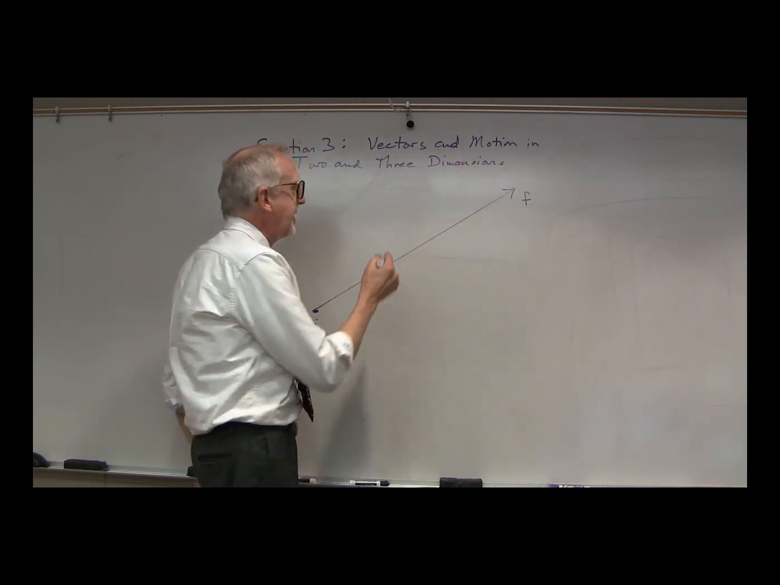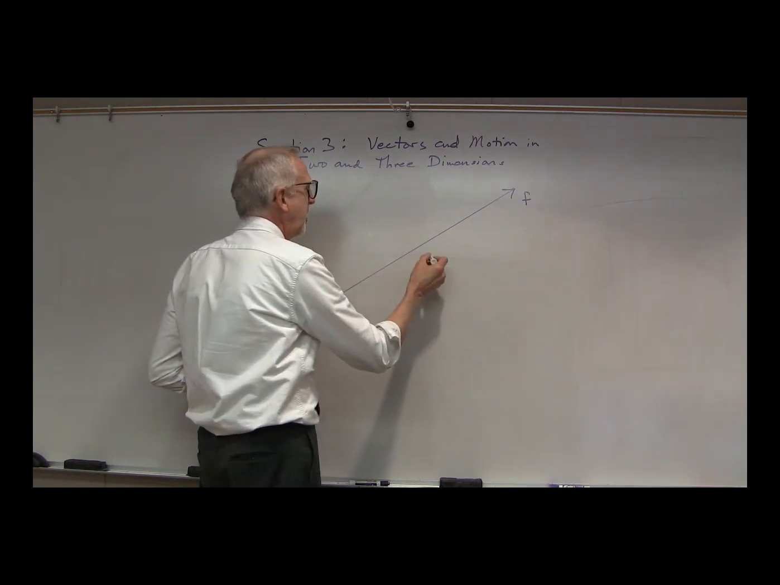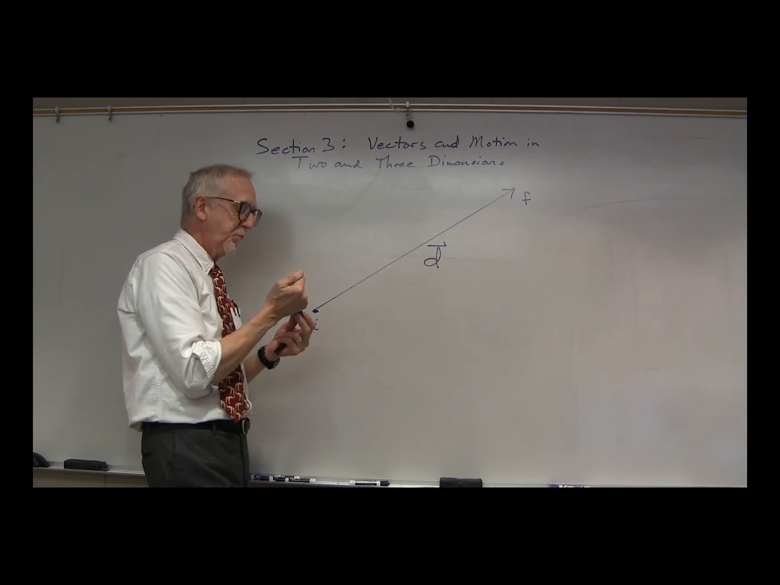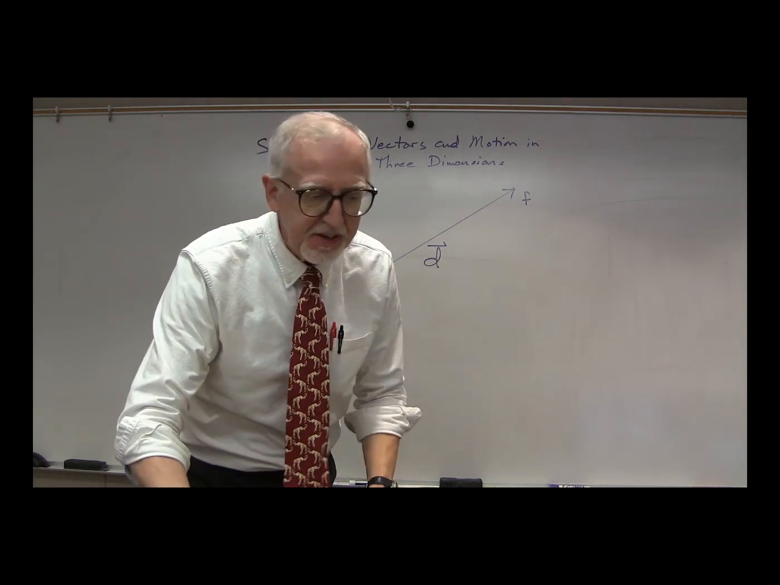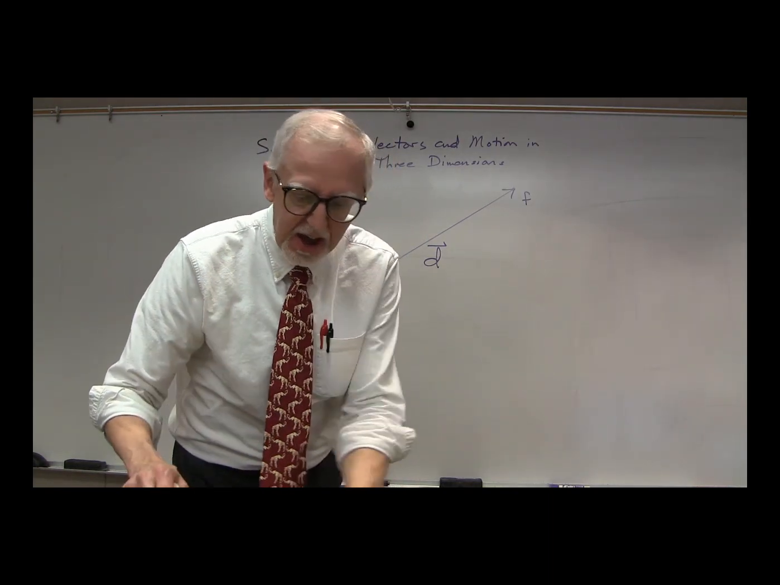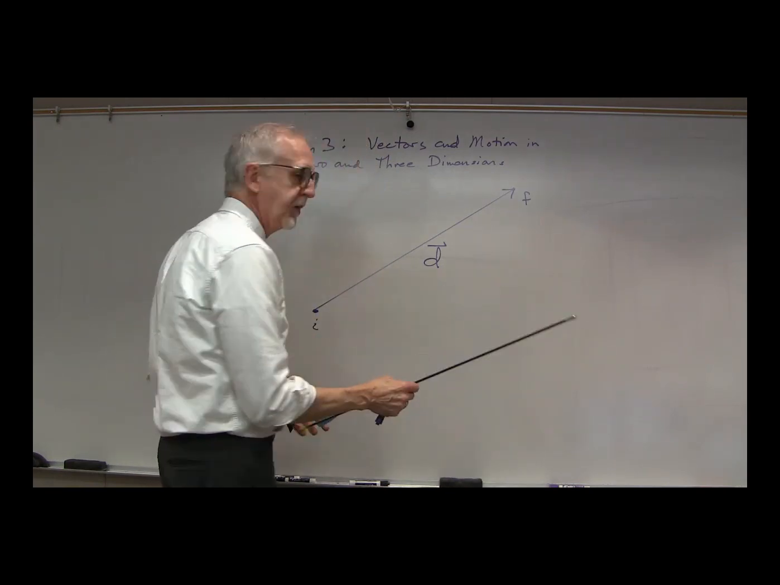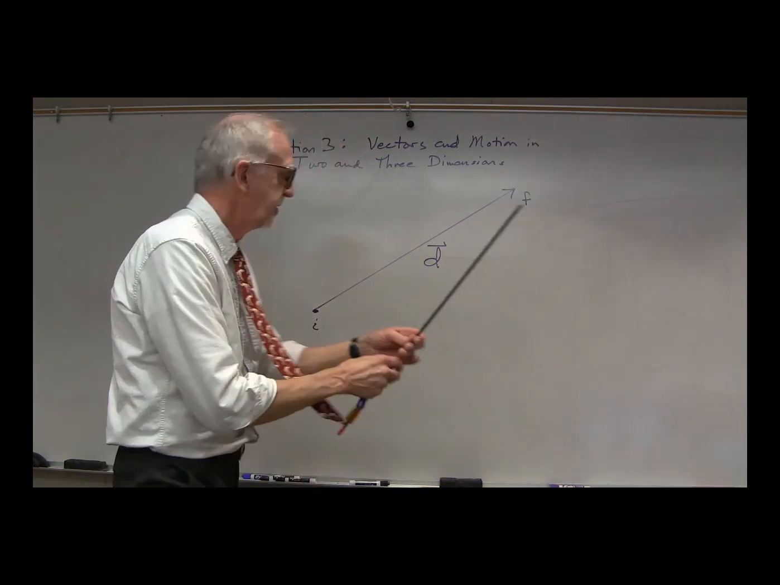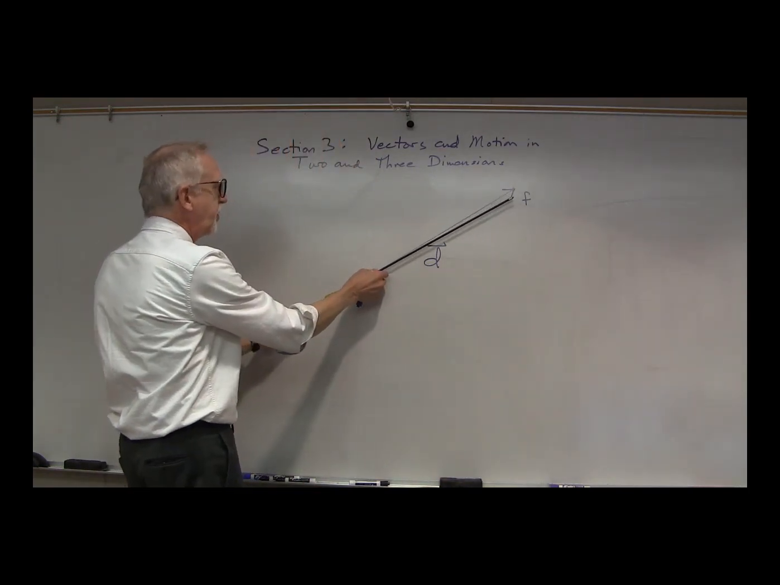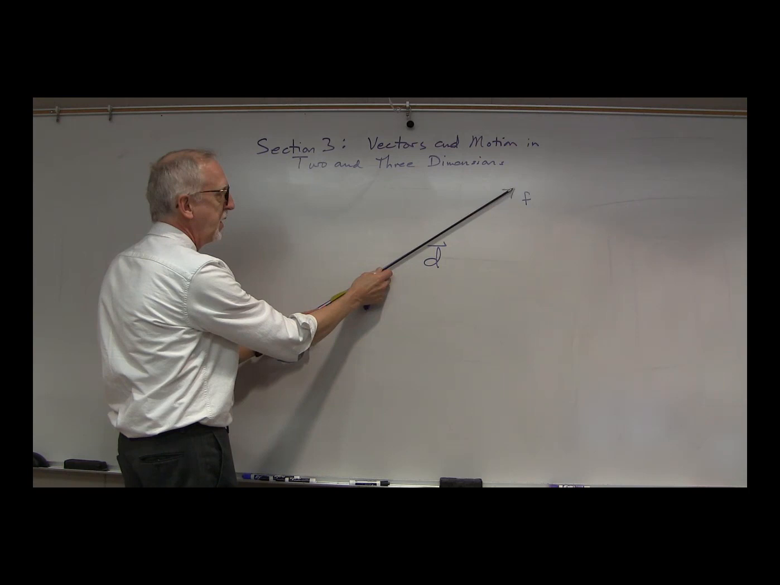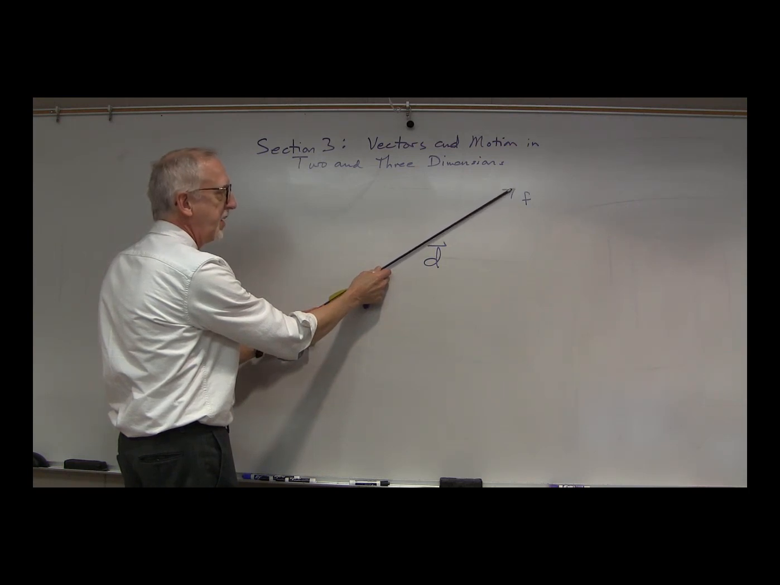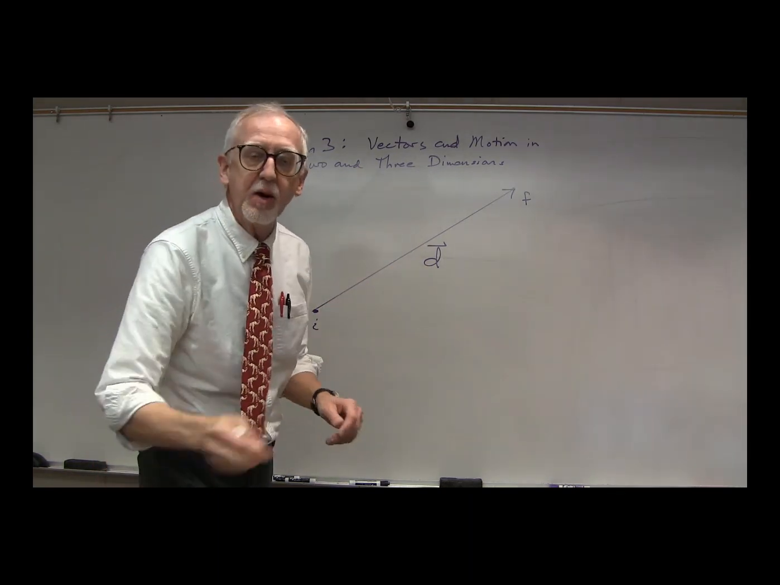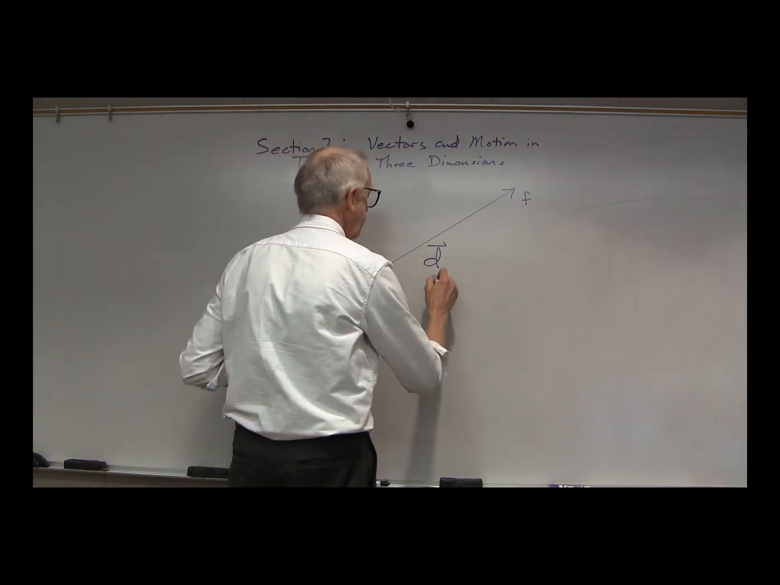The displacement is then a vector which goes from the initial point. In other words, we put the tail of the vector at the initial point and the point of the vector at the final point, and then that vector is what we call our displacement vector.